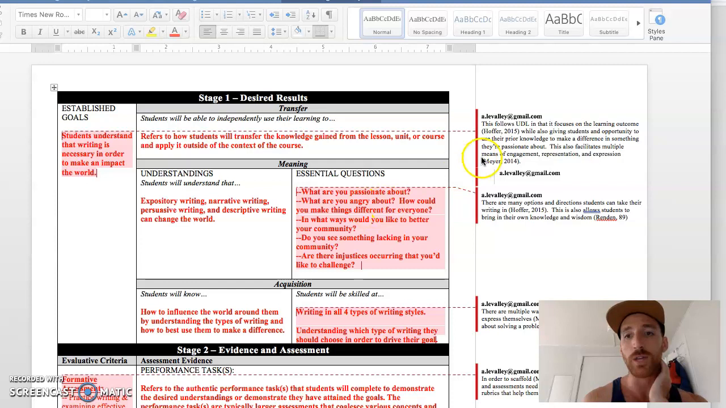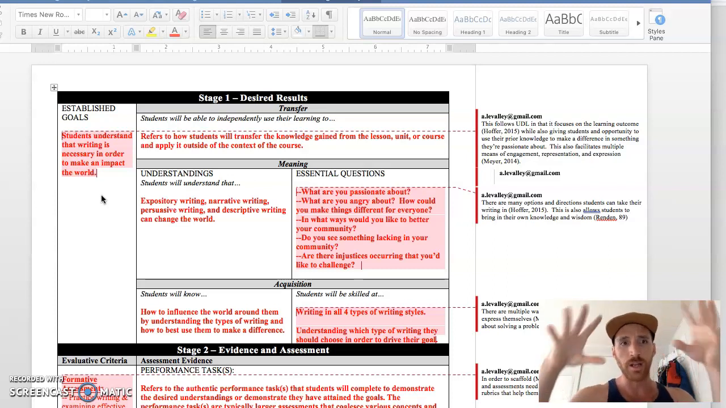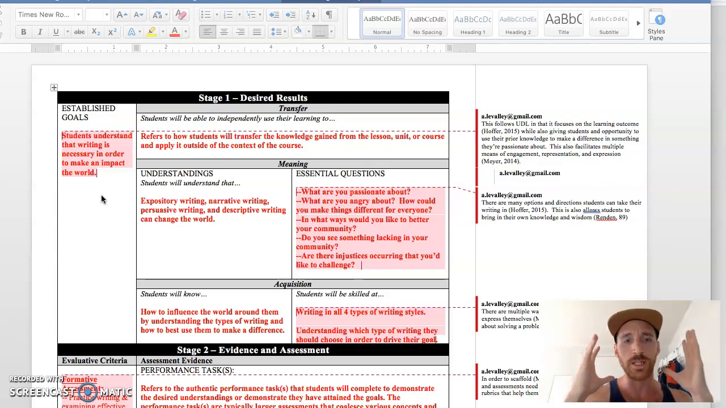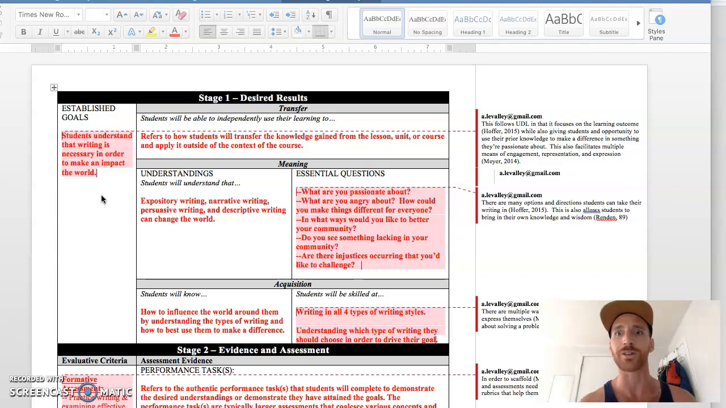So over here, the established goal, my central concept that I want to keep in mind as I'm teaching this unit, is for students to understand that writing is necessary in order to make an impact in the world. It doesn't matter what you're writing. If you own a restaurant, your menu has to look good, and you also have to be able to write articulate emails to your distributors that make you sound professional. So the biggest thing I want them to remember is that in order for me to affect change, I have to be able to write.